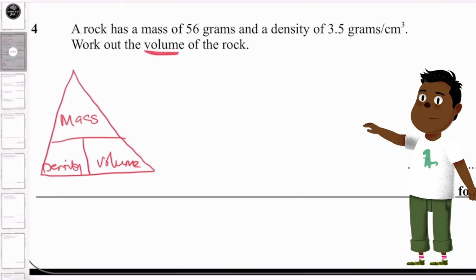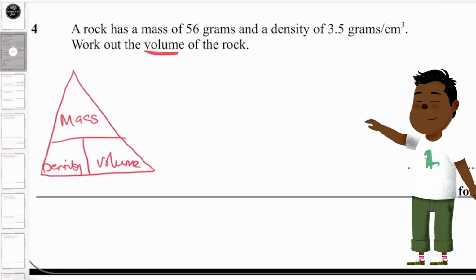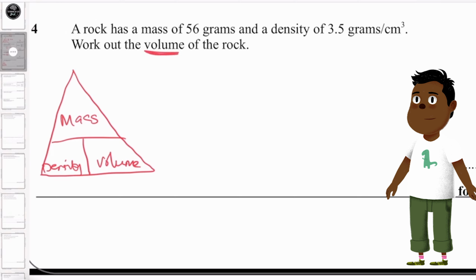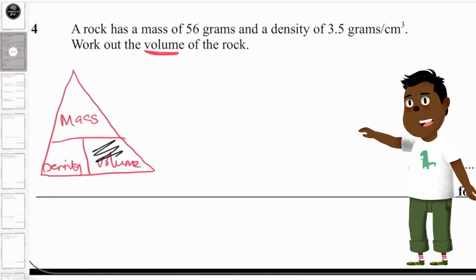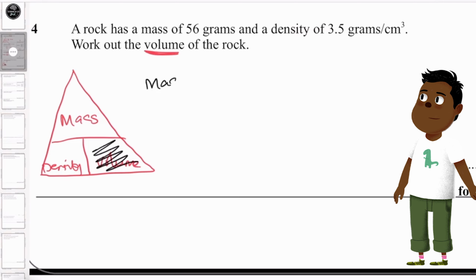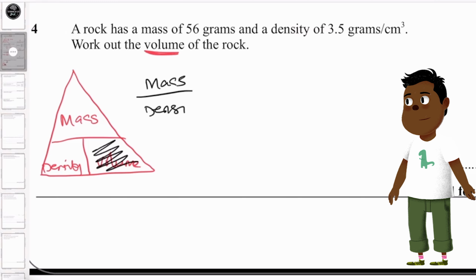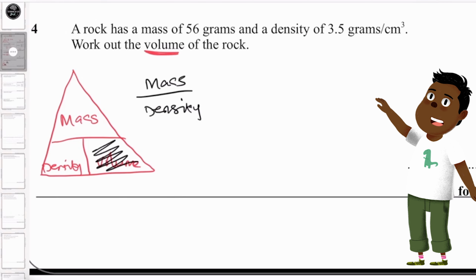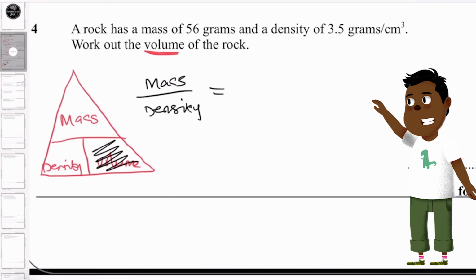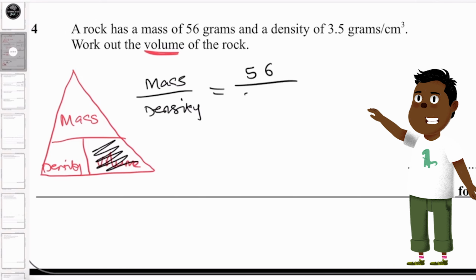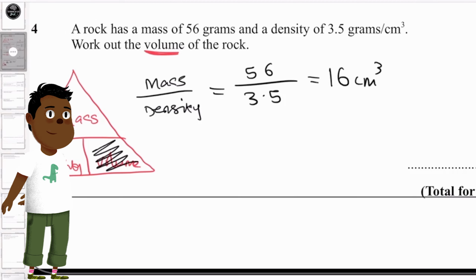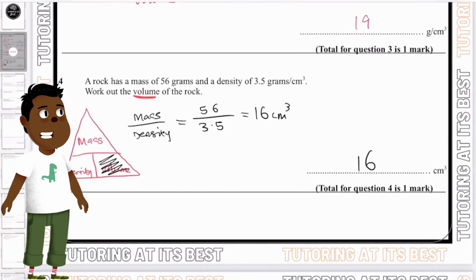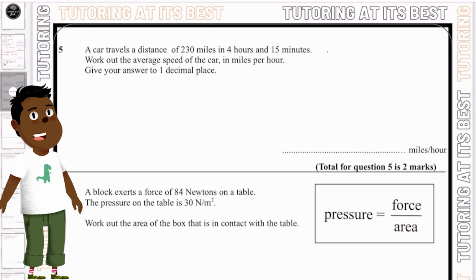And now we need to work out the volume, which means I need to make that the subject. So if you just put your finger over volume, you will be left over with mass and density. So again, if I just use my black cursor here and I cross this out, you're left with mass over density. And that's the easiest way to rearrange your formula. So now we'll take our mass, which is 56 grams, and divide this by 3.5, which will then give me 16 centimetres cubed, and that is my answer. So I hope that was quite simple.